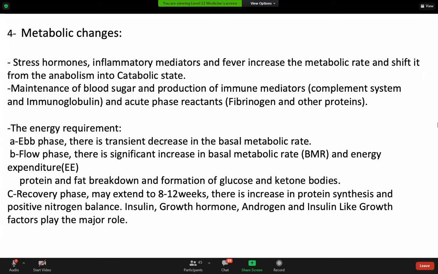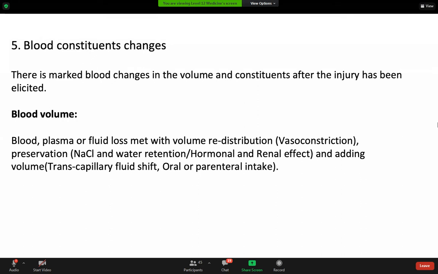The other slides are actually a repetition of what I mentioned before. After any injury, there will be marked blood changes or change in the volume, and the blood plasma and fluid loss will get redistributed because of the vasoconstriction resulting from neurogenic stimulation and hormonal stimulation. And there will also be hypervolemia.